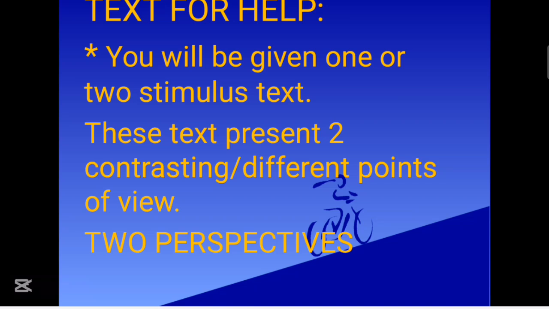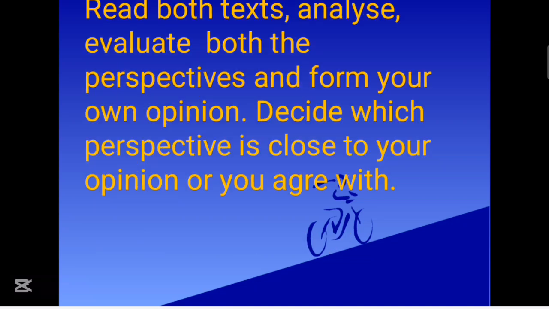These texts present two contrasting, two different points of view, two different perspectives. Remember, when you have two different perspectives, that means that either of them can be correct or both are correct, but you are going to give your opinion about something that you believe in, or you think that this is right to do. Then when you are going to evaluate, what basically we do is read both texts, analyze, and evaluate both.